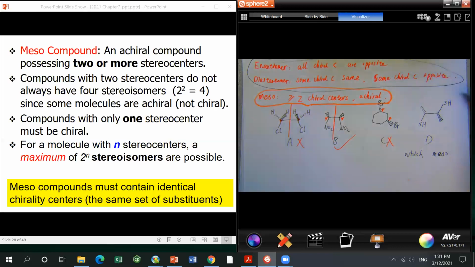Some students can already provide the right answer. D is a really tricky one. Last year I remember only one student figured out D is also a meso compound. D is also a meso compound. Definitely there are two chiral centers, but if you take a first look, it looks like D has no symmetry plane.